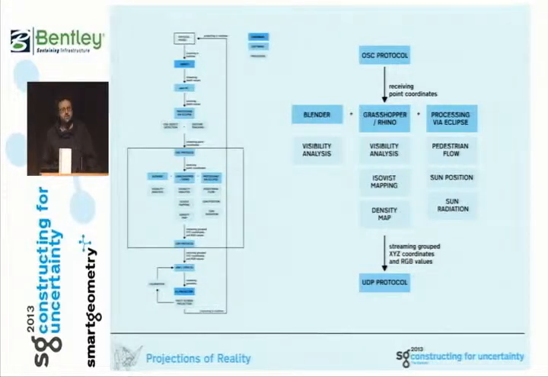And so we had different types of analysis running. We had the visual analysis in Blender. We also had visual analysis in Grasshopper and Rhino, ISO-VIST mappings, density maps, and pedestrian flow, sun position, and sun radiation in Processing. And as we have processed all of this, we need to feed it back into the whole environment. This was done by UDP protocol, which is also very easy. We just passed point information and RGB color values just by strings that were updated like 25 times a second.